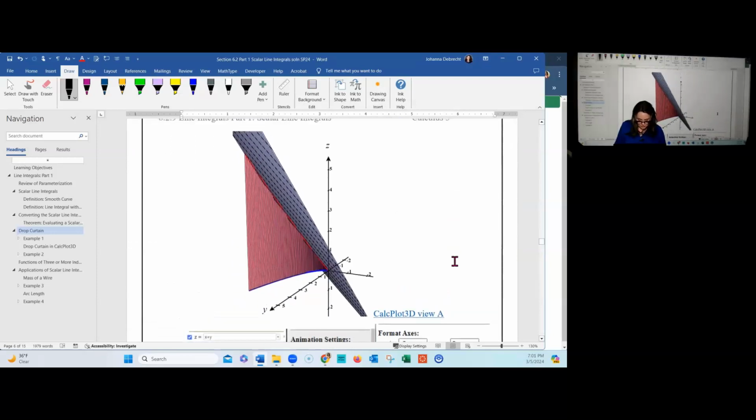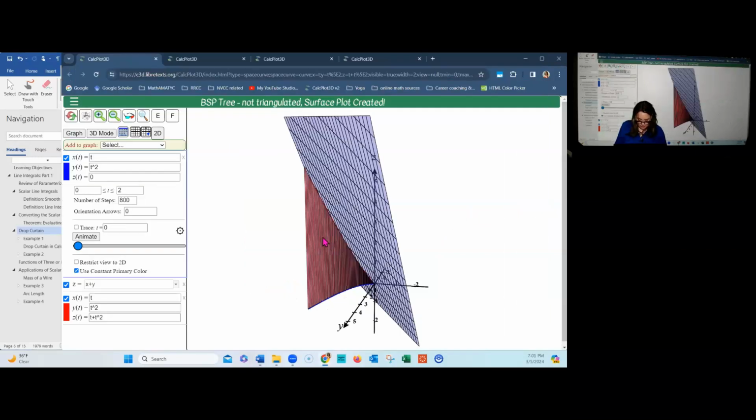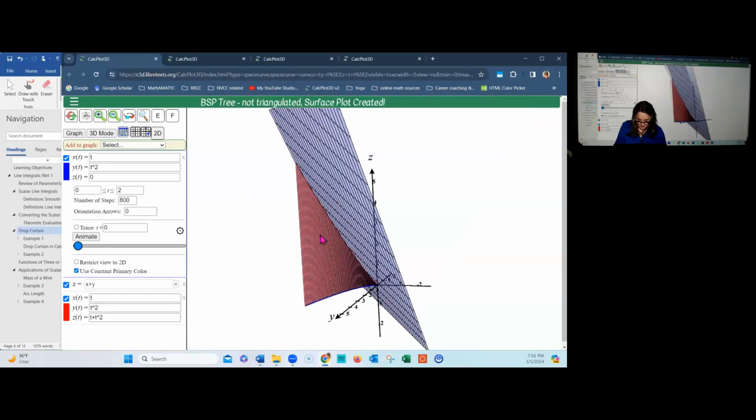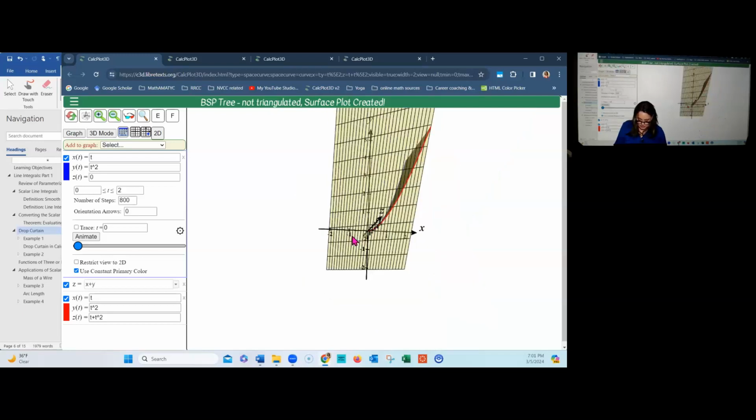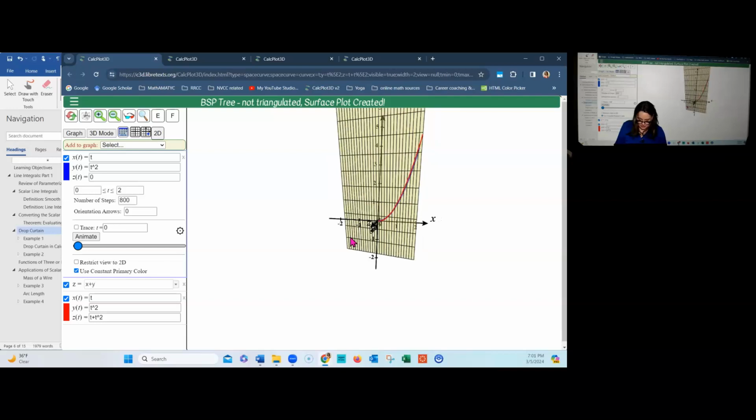Here's what the scalar line integral looks like, and we can look at it here on CalcPlot 3D. If you rotate up, let me go ahead and get the Z out of it. You can see that in the XY plane, I do have the right half of an upward opening parabola, but it's only graphed between x equals 0 and x equals 2. That's the blue curve.